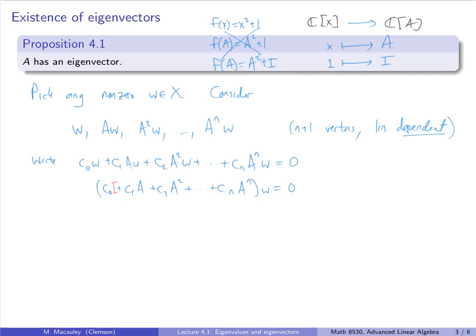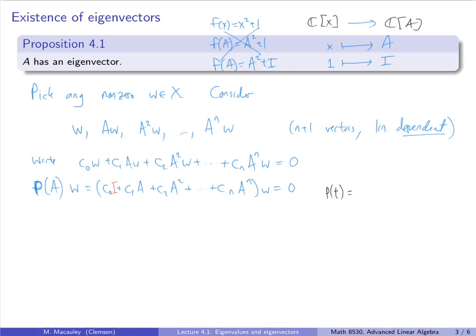But this thing here, I can write as p of A, because that's what we'll call this polynomial later. So this is p of A times W. This is a polynomial times W, and it's equal to 0. Now we can factor this polynomial. So let's say over here that p of, what variable should I use? I'll use t. So p of t, over the complex numbers, factors completely.